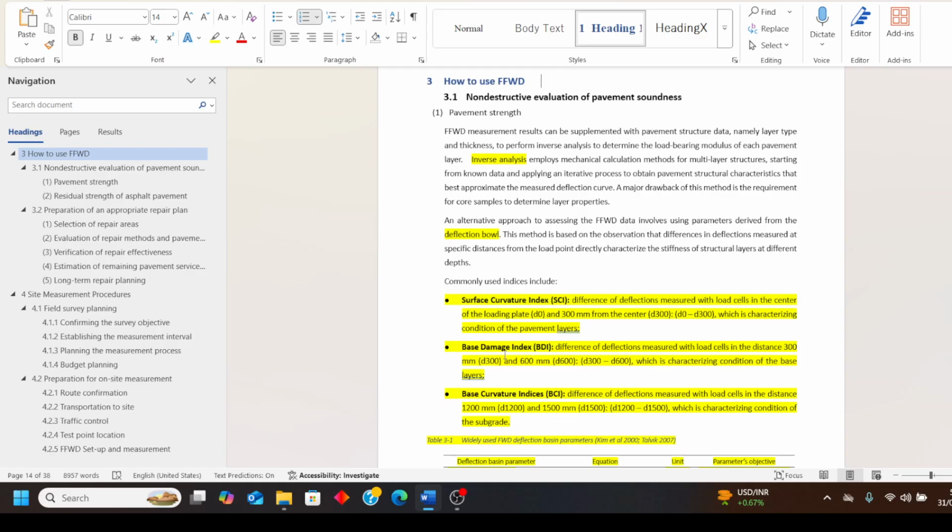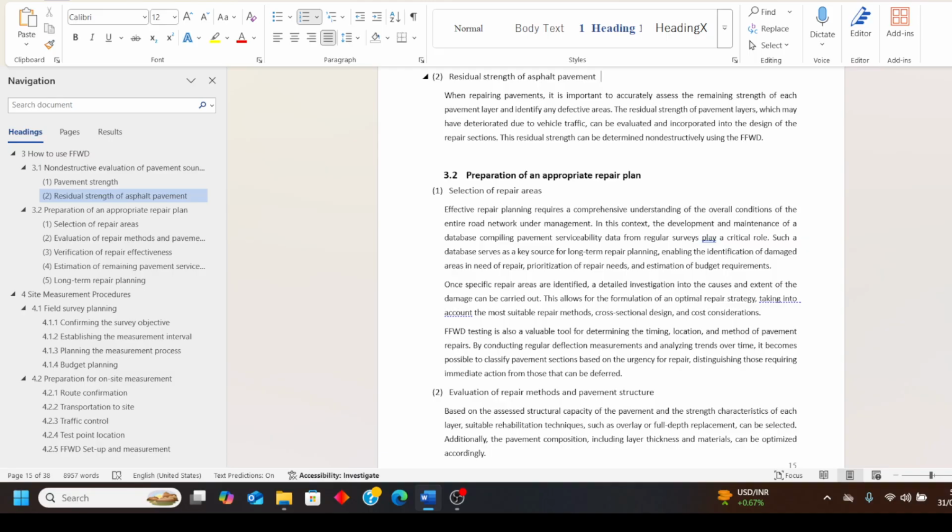It uses simple indices such as the SCI, which is the surface curvature index, and the BDI, which is the base damage index, and the BCI, which is the base curvature index. So the larger the values of these indices in the deflection bowl parameter analysis, the weaker the pavement will be as per this manual. Then in the same chapter, we have the residual strength of asphalt pavement, which says that determining how much strength remains in asphalt and base layers after years of traffic helps in planning repairs without needing full destructive testing.